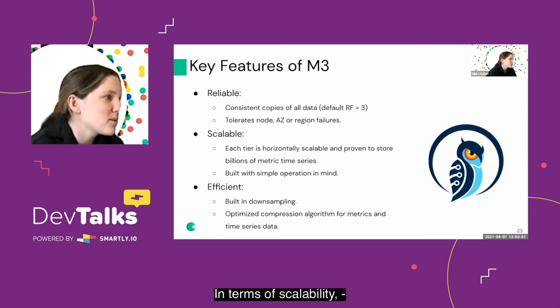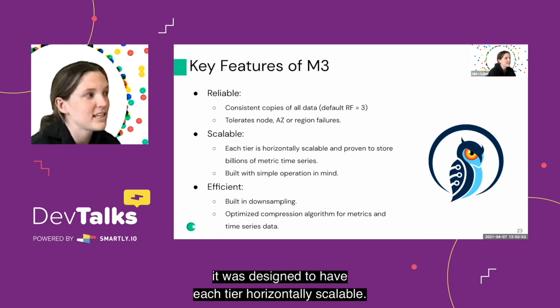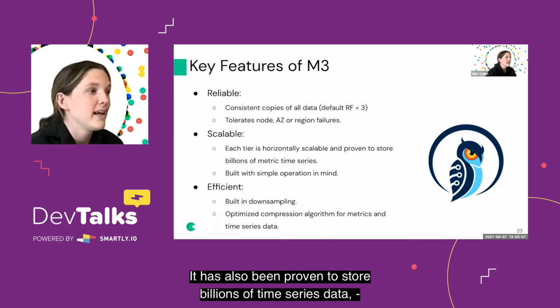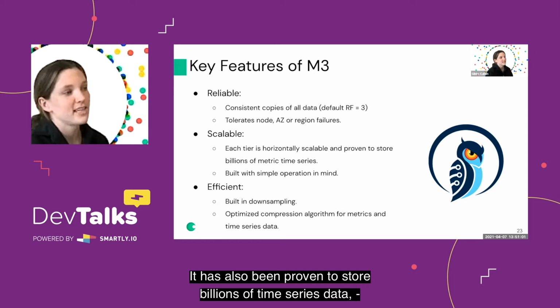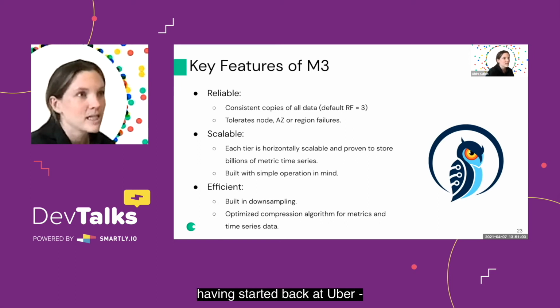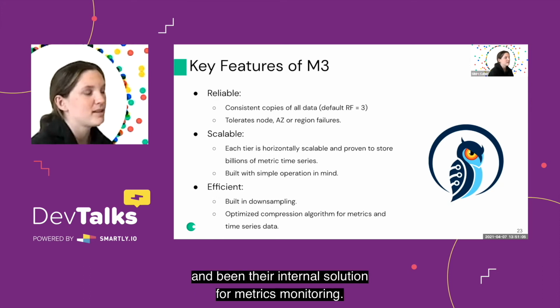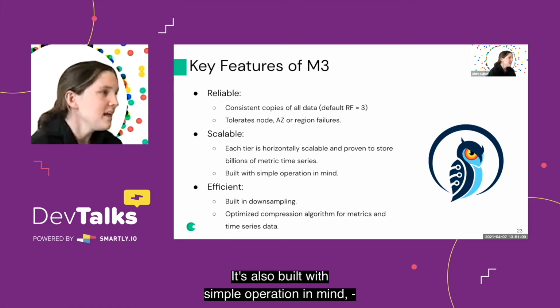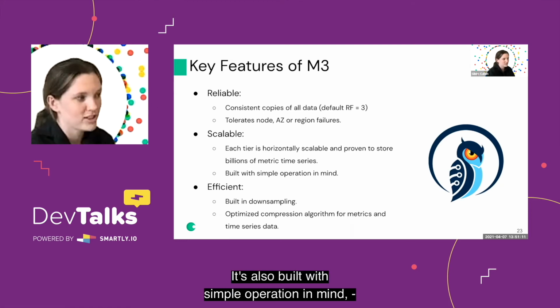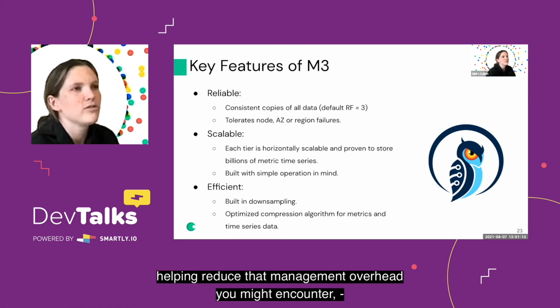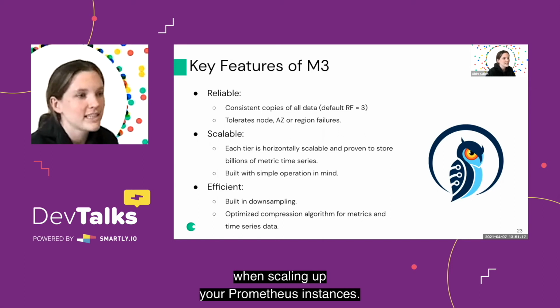In terms of scalability, it was designed to have each tier be horizontally scalable. On top of that, it has been proven to store billions of metrics time series data, having started back at Uber and been their internal solution for metrics monitoring. On top of that, it's built with simple operation in mind, helping to reduce that management overhead that you might encounter when scaling up your Prometheus instances.